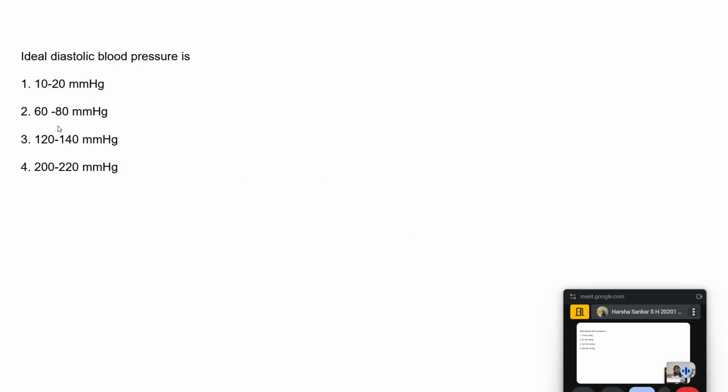Correct answer is 60 to 80 mmHg. Usually 120 by 80, 120 is for systolic and 80 is for diastolic. So you see the range. So 60 to 80 is the normal ideal range.